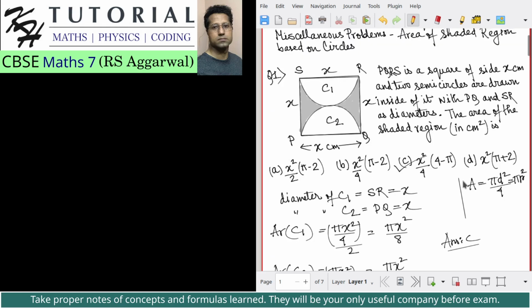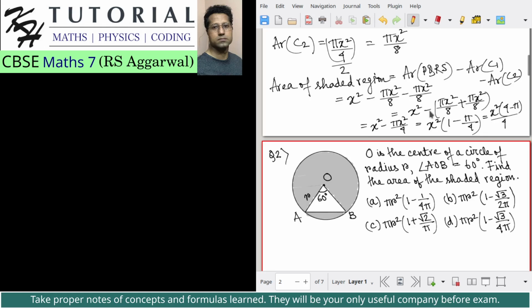So the concept was to understand that the diameter of the two semicircles are equal, and which is equal to x, that is the length of the side of the square. And also you must know the area of a semicircle having a given diameter. Okay, let's see the next problem.